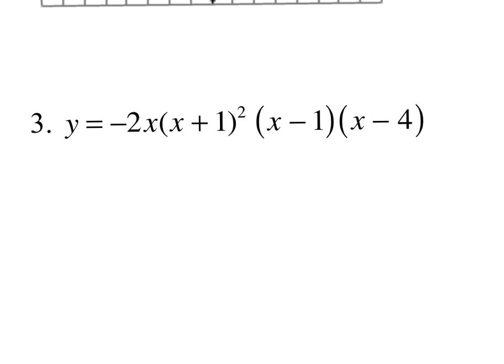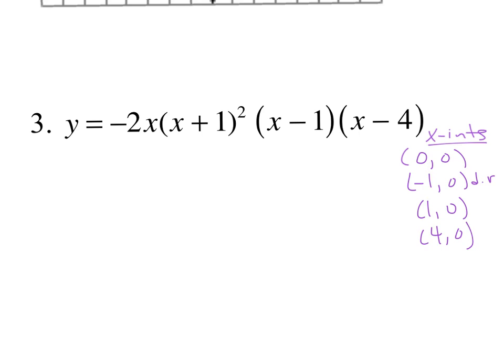So for this next one, we do the same process with the x-intercepts. Your x-intercepts would be 0 from the factor out front. So 0, 0. -1, 0, which happens to be a double root because it's squared, 1, 0, and 4, 0.